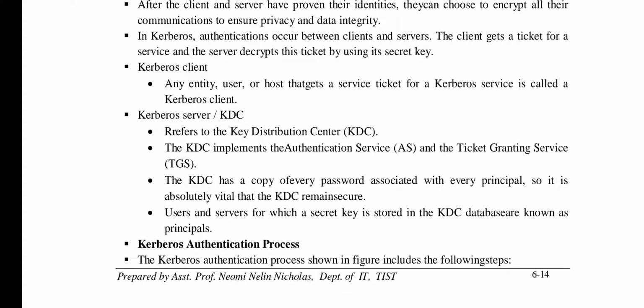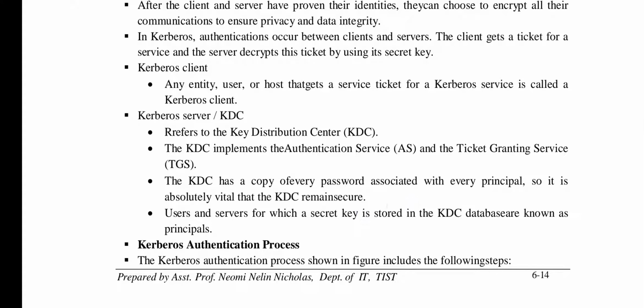Just go through it. It's quite simple, and mainly there will be a Kerberos client and a Kerberos server, or KDC, that is the key distribution center. The KDC implements the authentication service AS and the ticket granting service TGS, and it has a copy of every password associated with every principal. So it is absolutely vital for the KDC to remain secure. That is the server.